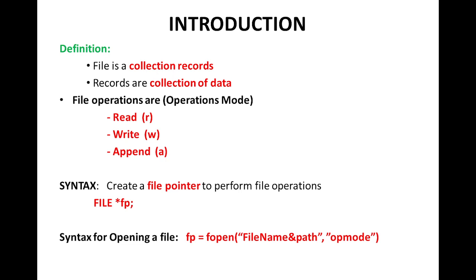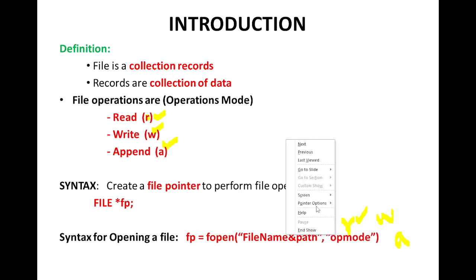The mode characters are also given. Suppose you go for reading a file, then we have to use the character r within double quotes as our operation mode. Suppose we want to write a file, then we have to use lowercase w. And if you go for append, in the sense the data is to be updated in the file, that is about updating the file, then we have to use the character a here. So for reading we use r, if you want to write contents to a file we use w, and if you want to update the file we go with a.